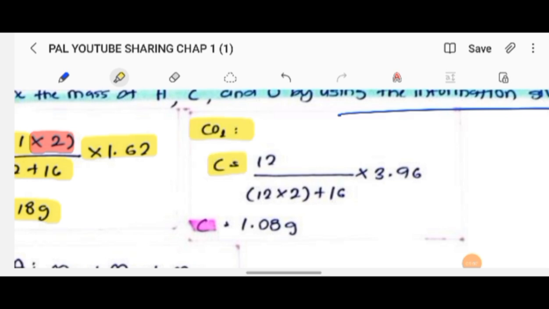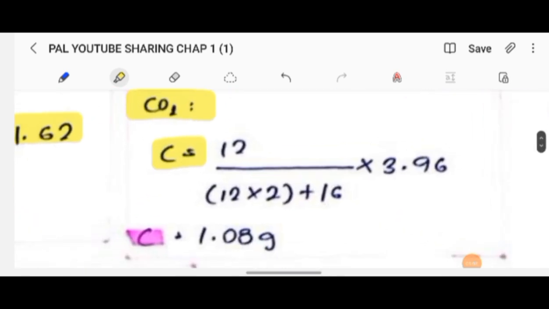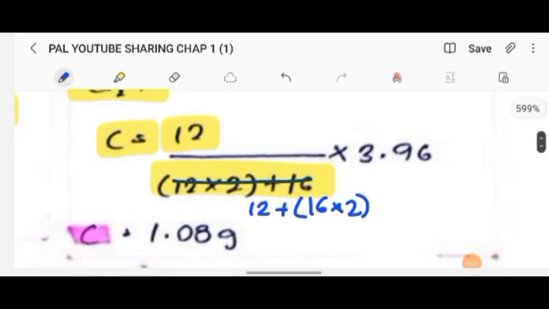So we find the carbon mass from the carbon dioxide. The carbon here is just 1 in the carbon dioxide. So the molar mass of carbon is only 12, and then divide by the total molar mass of carbon dioxide. So there is a small mistake here. Okay, so here I made a small mistake.